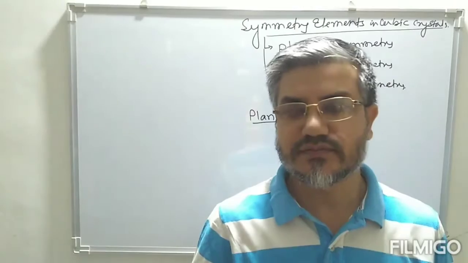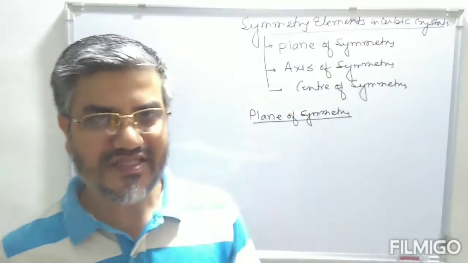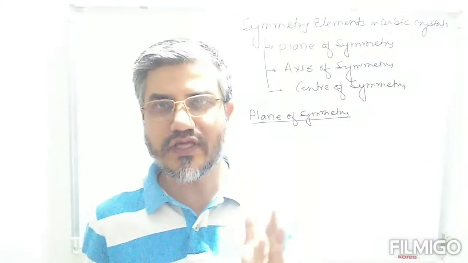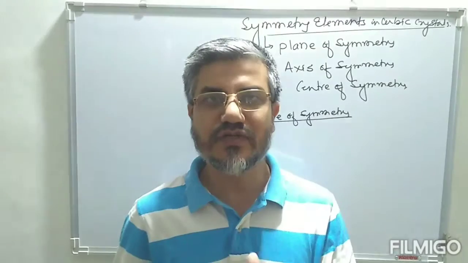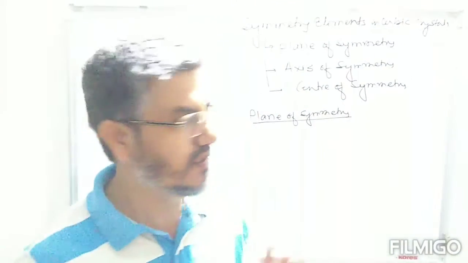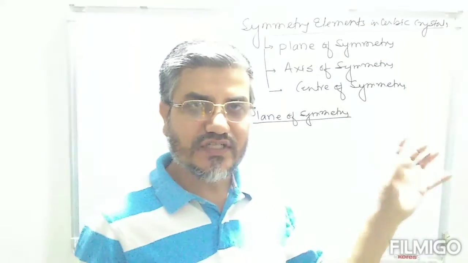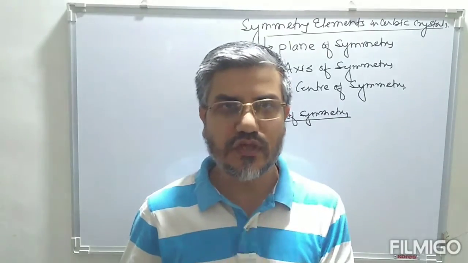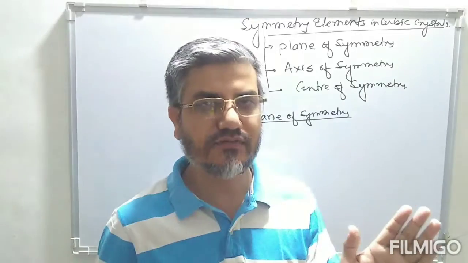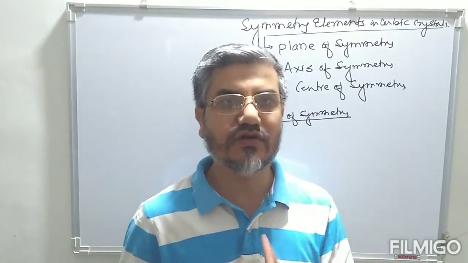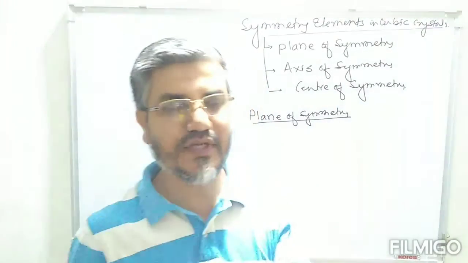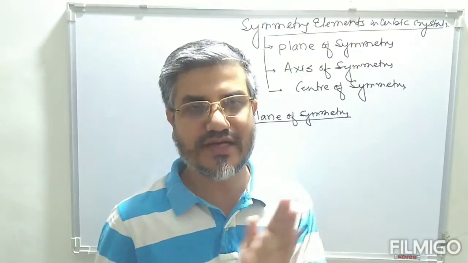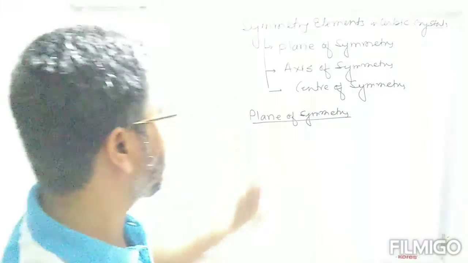Now, plane of symmetry is an imaginary plane which bisects the crystal or the cube into two equal halves such that the first half and the second half are exactly the mirror image of each other. So I repeat, it's an imaginary plane which bisects the cube into two equal halves such that the first half and the second half are exactly the mirror image of each other. These types of elements are known as plane of symmetry. So we have to assume a plane inside the cube so that this plane will bisect the cube into two equal halves such that both halves are mirror image reflection of each other. This is what we call as plane of symmetry.